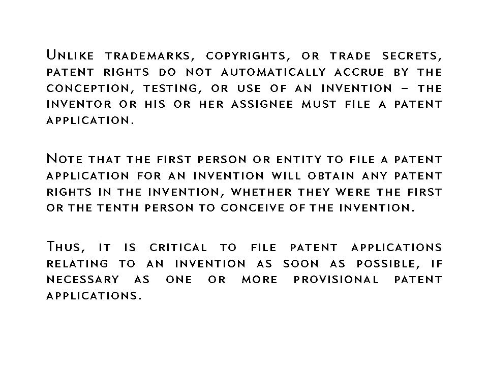Unlike trademarks, copyrights or trade secrets, patent rights do not automatically accrue by the conception, testing, or use of an invention. The inventor or his assignee must file a patent application. Note that the first person or entity to file a patent application for an invention will obtain any patent rights in the invention, whether they were the first or the 10th person to conceive of the invention. Thus, it is critical to file patent applications relating to an invention as soon as possible, if necessary, as one or more provisional applications.